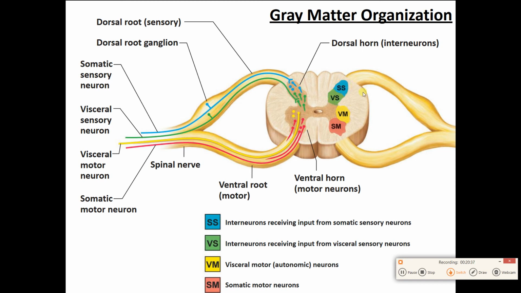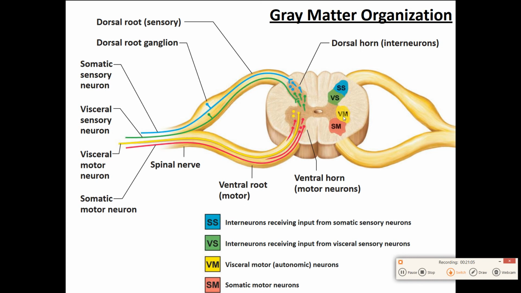So somatic sensory neurons tend to end in kind of this back part of the dorsal horn. Remember, somatic sensory is going to be things like touch, proprioception. Visceral sensory, that means we're coming from the intestines, the heart, the lung, the organs in your ventral body cavity. They tend to end a little bit closer to the front.